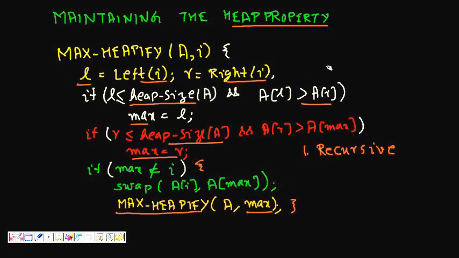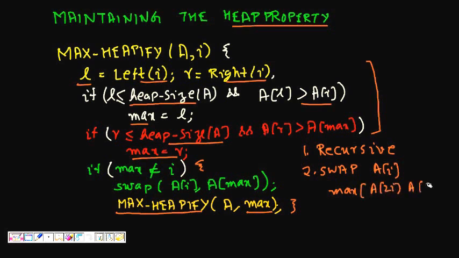The thing is that if the node has value greater than its left and right child, then this recursive call will not be made. But if it is less than the left and right child, or any one of them, then we call max heapify on A comma that node. And we also do the swapping. So we swap A of i with the max of A of 2i and A of 2i plus 1. That's what we do if A of i is less than any of them.